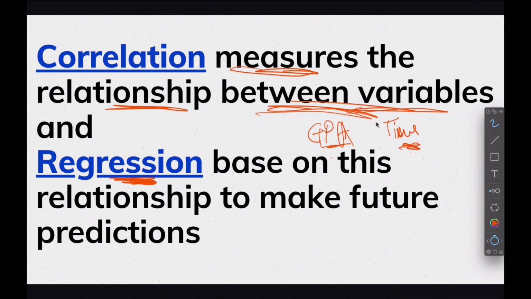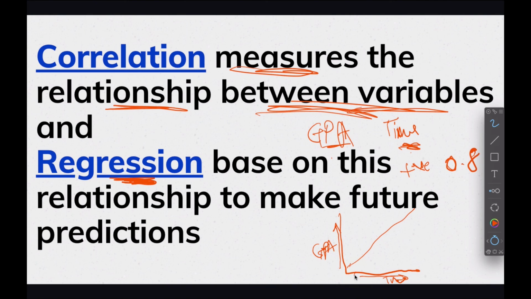So maybe you find this relationship and you got something like 0.8. That's the correlation coefficient that you got. So this becomes a strong positive correlation or relationship here. So it means that the more the person studies, the higher the person's GPA. So maybe this could be the time, and this could be the person's GPA.